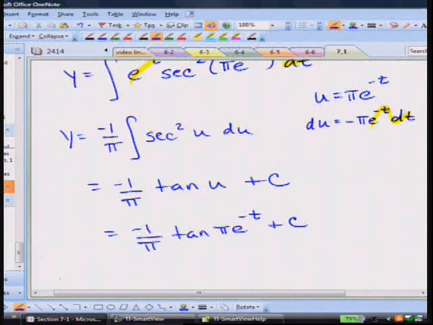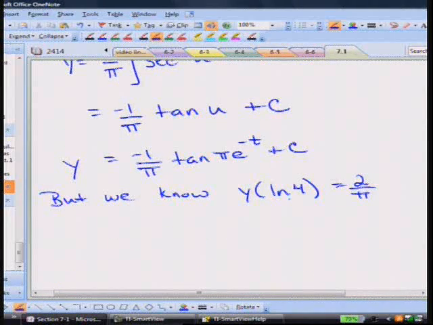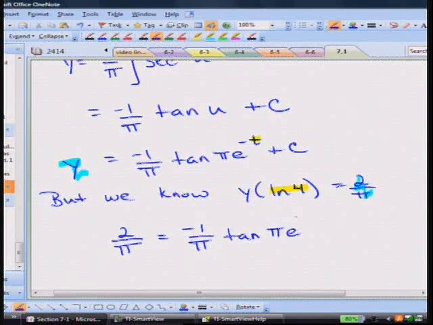Okay? But we were given, that's what y is. We know that y, when t is ln 4, is equal to 2 over pi. So we will plug ln 4 in for t, and we'll plug 2 over pi in for what? For y. And then we'll solve for c. So we will do 2 over pi is equal to negative 1 over pi tangent of pi e to the negative ln 4 plus c.